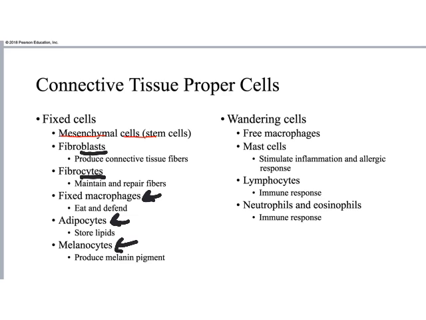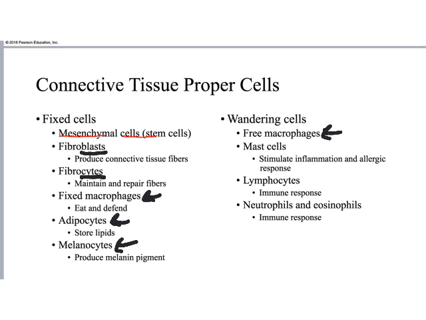You can also have some cells in the connective tissue that are what we call wandering. It means they're not held in one place, but they're able to move through that ground substance and move around. A lot of these are immune cells. So we had fixed macrophages. They're stuck where they are, but they do the same thing as free macrophages. It's just the free ones are able to move around.